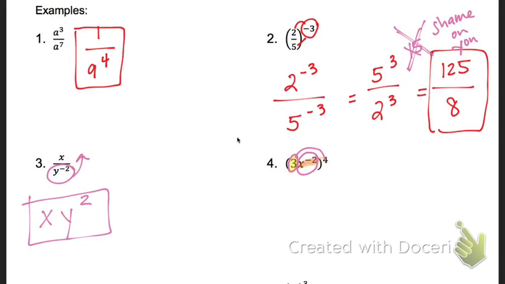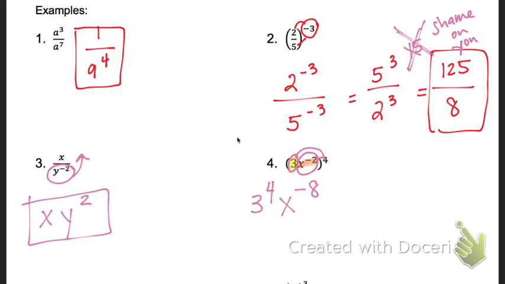3 to the 4th, and then x to the -2 to the 4th. And I need to multiply those. So this becomes 3 to the 4th, x to the what? -2 times 4 is -8.